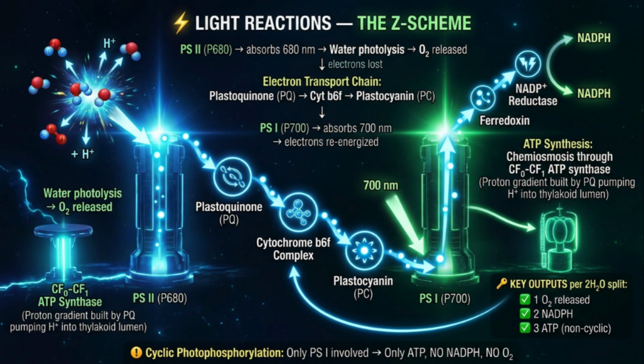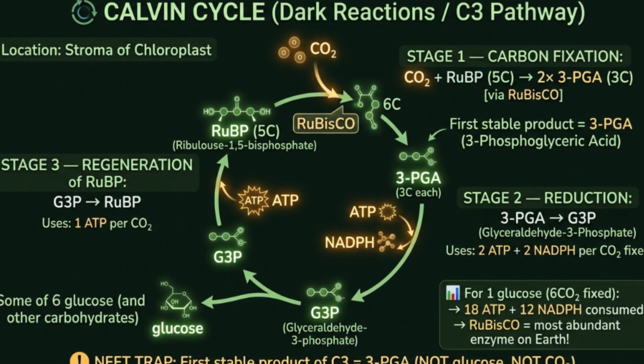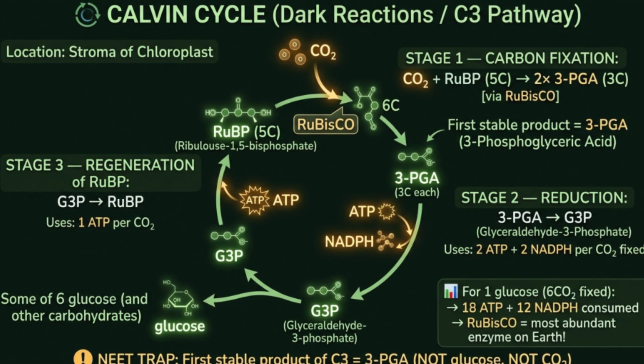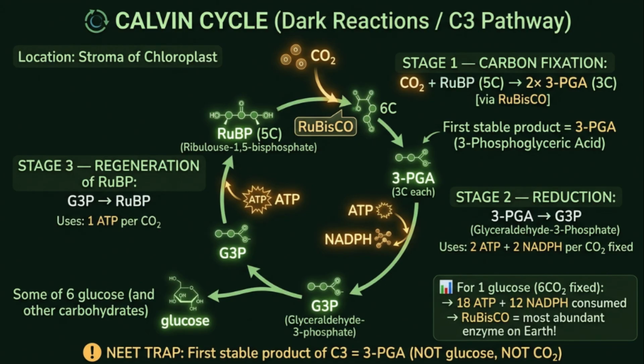Now, cyclic photophosphorylation. Here, only PS1 works. Electrons cycle back to PS1 itself. Result, only ATP is made. No NADPH, no oxygen. This happens when NADPH is abundant, but ATP is needed. Now for the Calvin cycle, also called the dark reactions or the C3 pathway. These happen in the stroma of the chloroplast and use the ATP and NADPH produced in the light reactions.